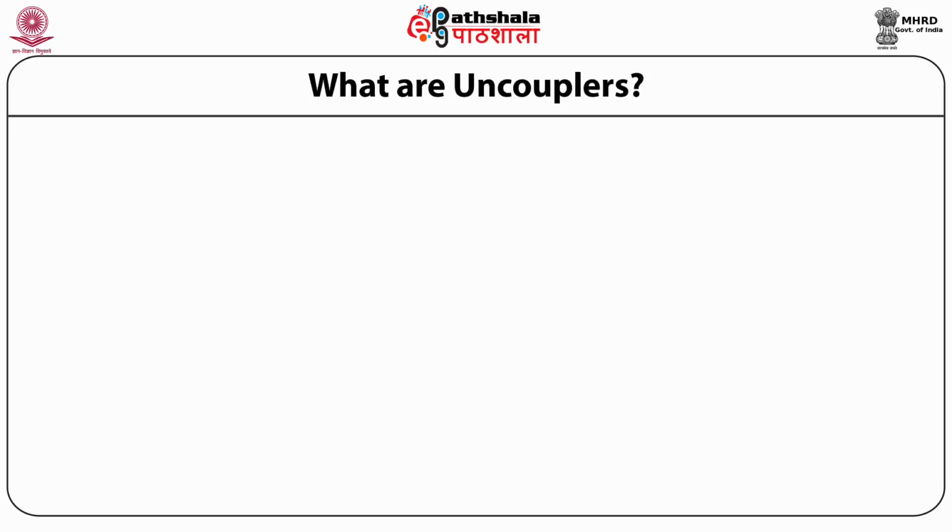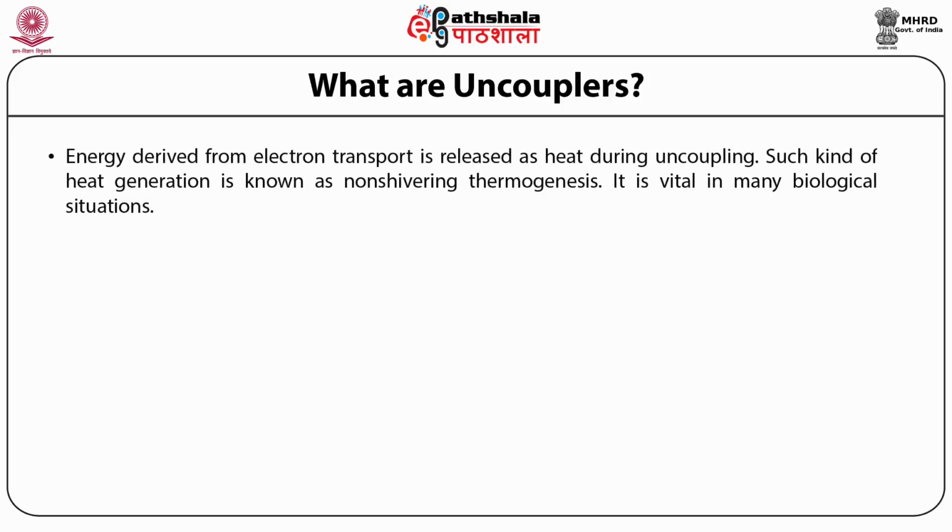So we learned that the uncoupler uncouples the transport of electrons and oxidative phosphorylation. The gradient is not generated. The energy derived from electron transport is released as heat during uncoupling. Such kind of heat generation is known as non-shivering thermogenesis. It is very important in many biological situations. In fact, in certain cases, it is a necessity for certain organisms.